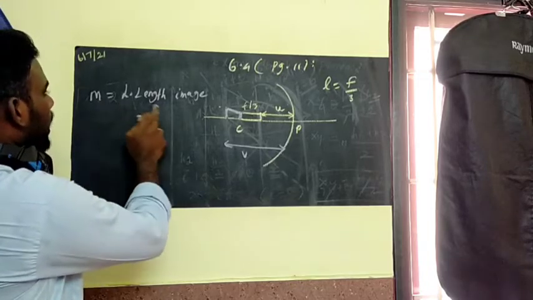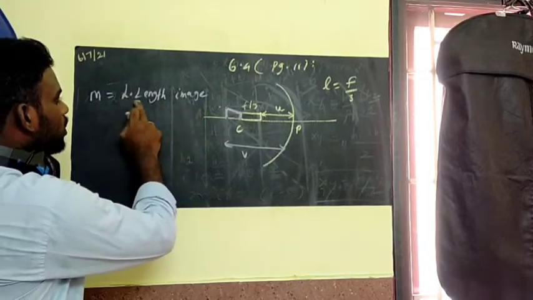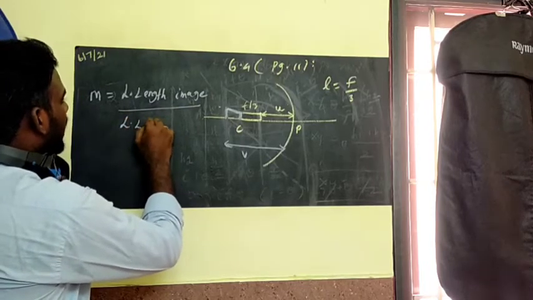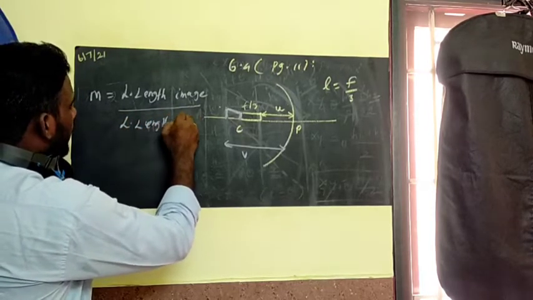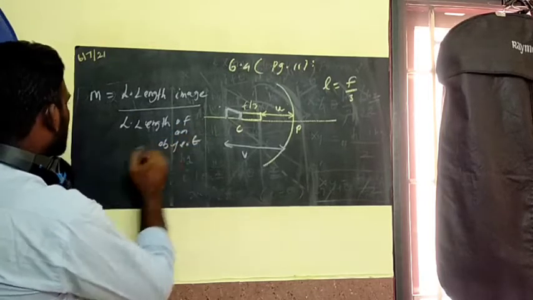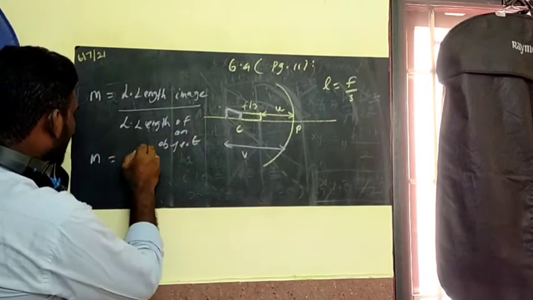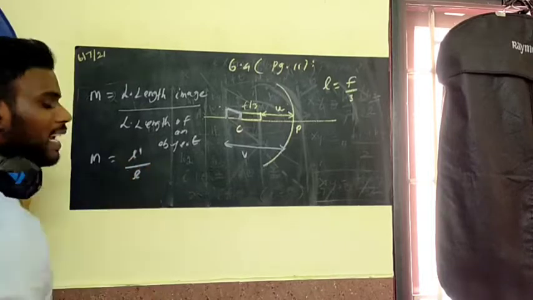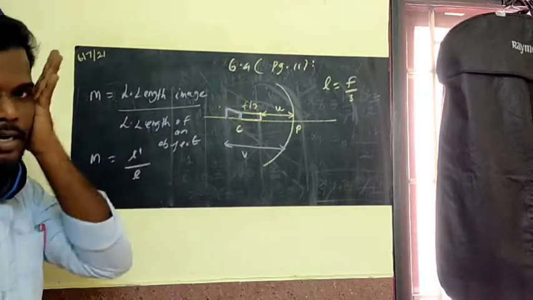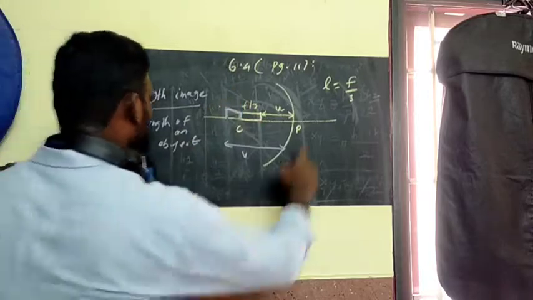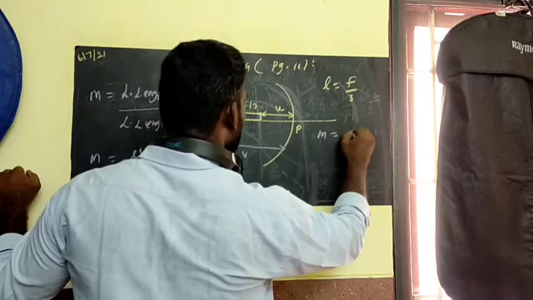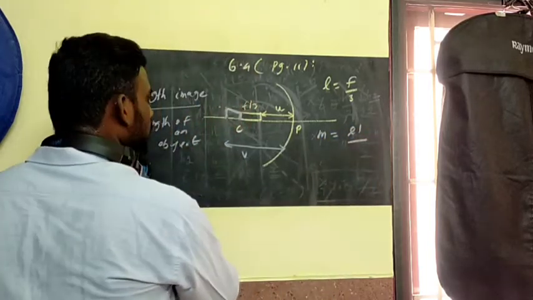So the longitudinal magnification is given by the longitudinal length of the image divided by the longitudinal length of the object. According to that, I can write m equal to L dash divided by L. What is my L dash? The length of the image. What is my L? The original length of the rod. Is that clear? So we found that from the given value, m equals L dash divided by, what is the value of L?